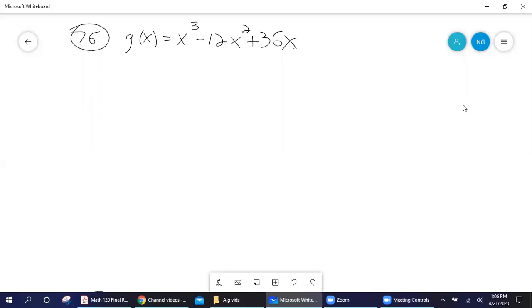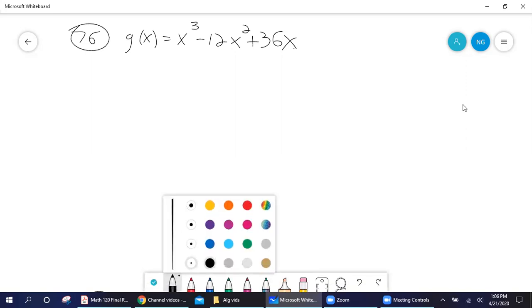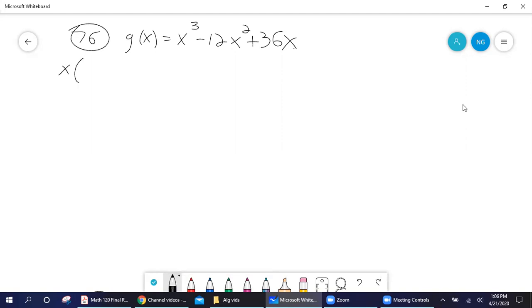On number 76, we need to factor to find the zeros. First thing we always look for in factoring is a GCF. There is a GCF of x that I can factor out of everything. The x squared minus 12x plus 36 factors, and it's actually a perfect square. If I ask myself what multiplies to 36 and adds to negative 12, that's negative 6 twice over.